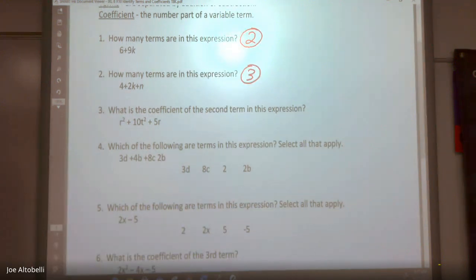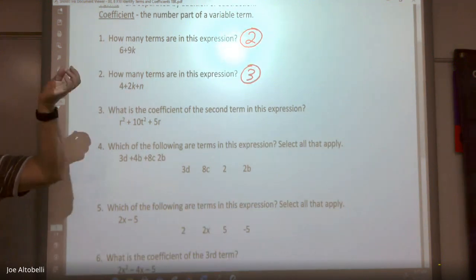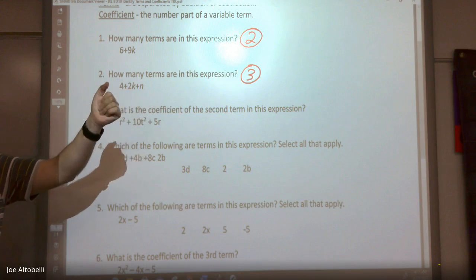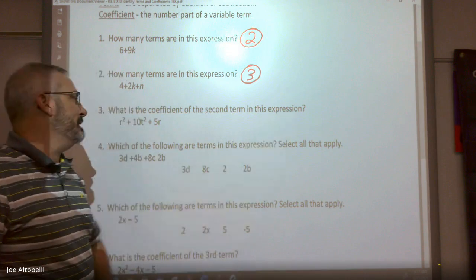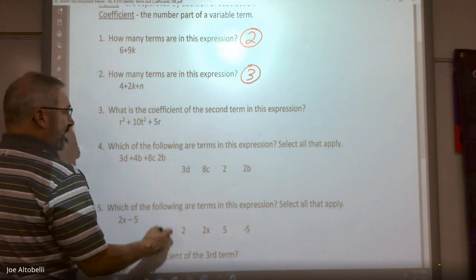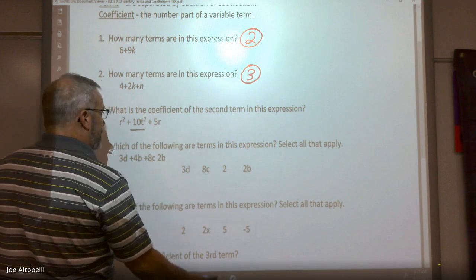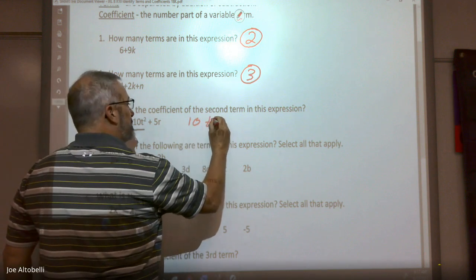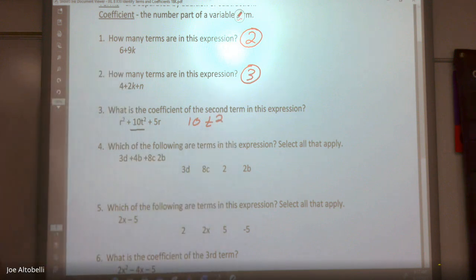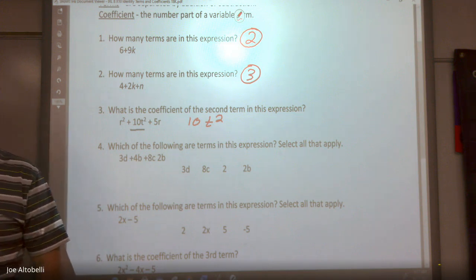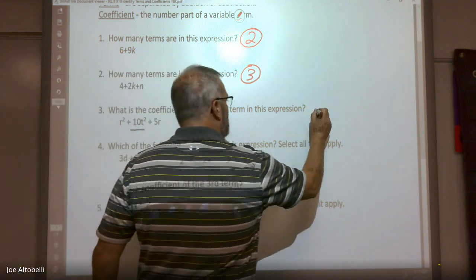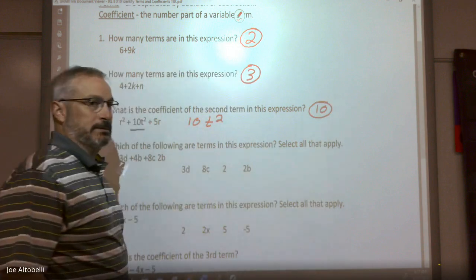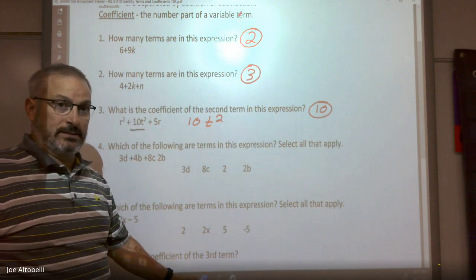Now, number 3, it's saying, what is the coefficient? Remember, the coefficient is the number part, okay? But it's saying, what is the coefficient of the second term in the expression? Our second term is 10t squared. So what is the number part? What is the coefficient? The number in front of our letter. It is 10. Okay, so that's the coefficient.